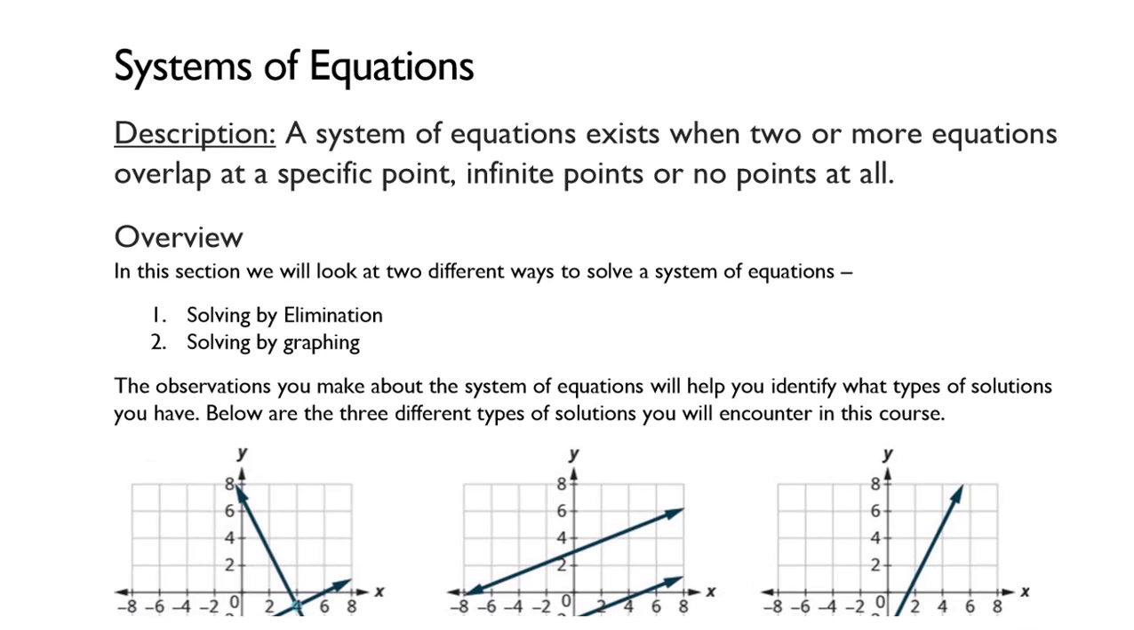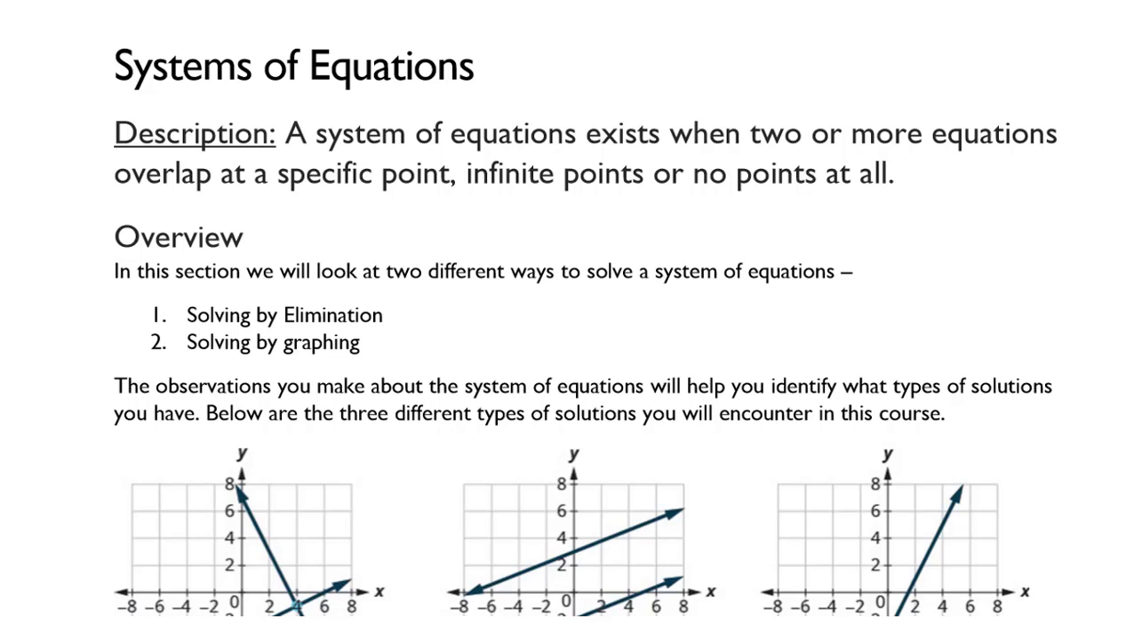Everyone, we're back with the unit on systems of equations. So let's look at the description of what this is first. A system of equations exists when two or more equations overlap at a specific point, infinite points, or no points at all. So we're going to do a little bit of an overview first.